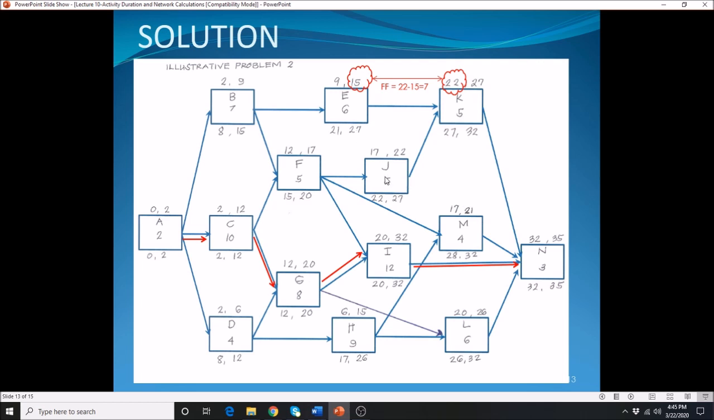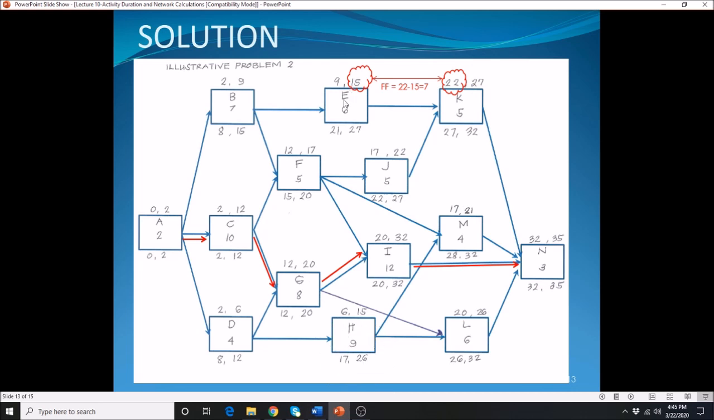Alright, your J. Your J is coming from your K. That's why we have your 27 here. Alright, and then we have your I. I is coming from your N. That's why we have your 32 here. Your H here is coming from your L. That's why we carry over your 26 here.